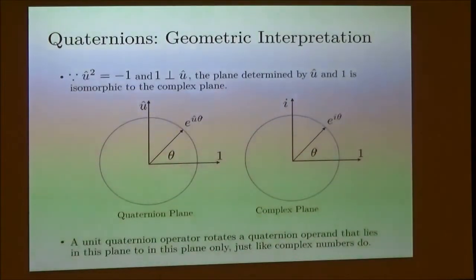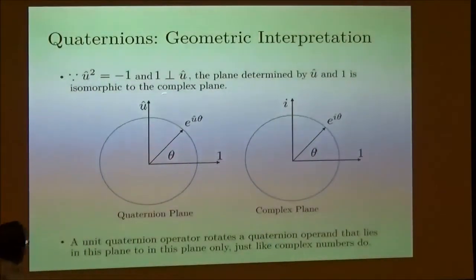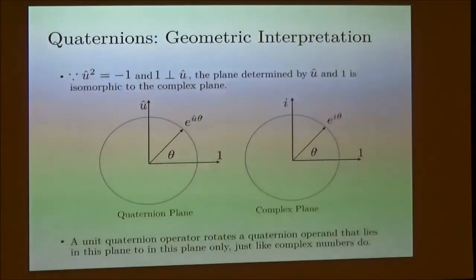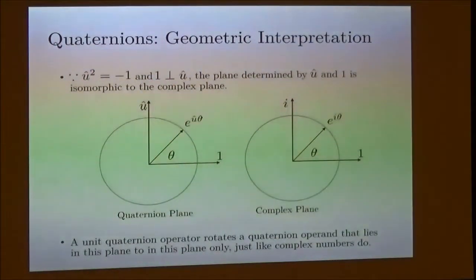Now, we can talk about the geometric interpretation. So we know that u hat squared is equal to minus 1. And we also know that 1 is perpendicular to u hat. So basis vector 1 is actually perpendicular to any vector in R3, right? Why? Because the vector part of this is 0, and the scalar part of this is 0, which means that if you take the dot part, they're always going to be 0. So 1 is always perpendicular to any vector in R3.